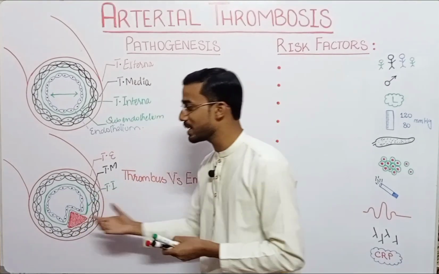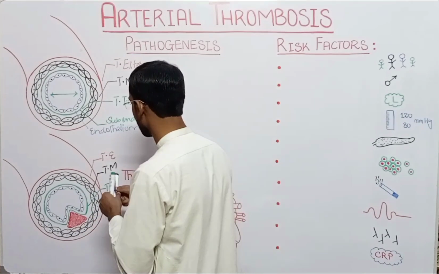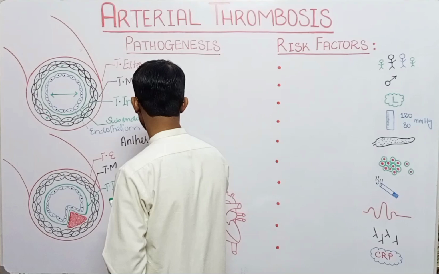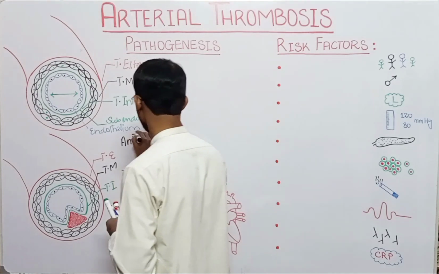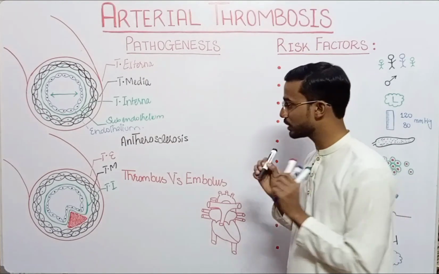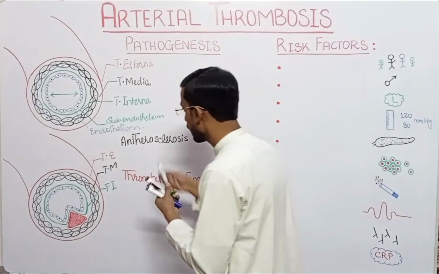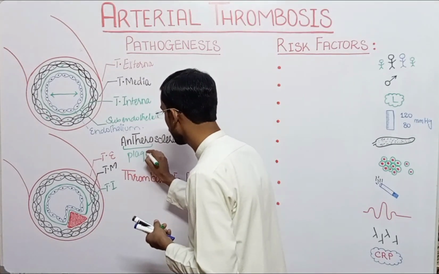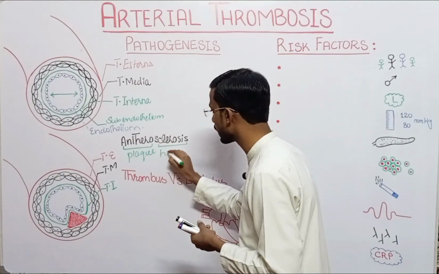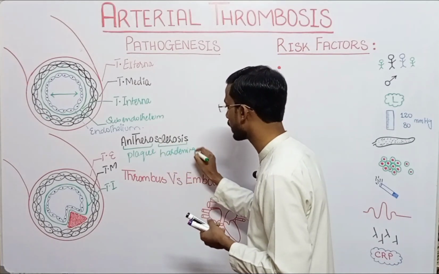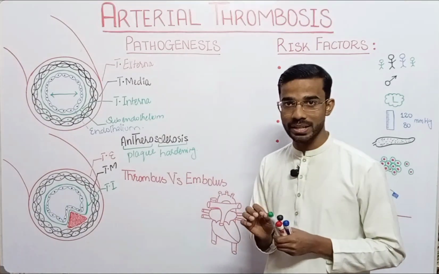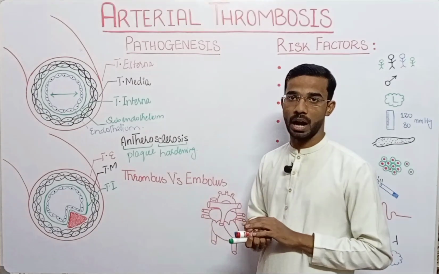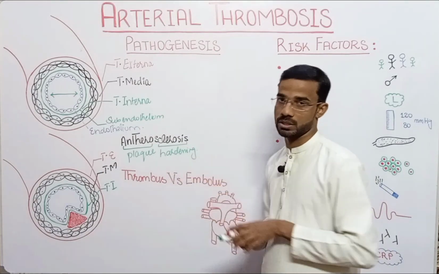This condition is called atherosclerosis. First of all, we will discuss atherosclerosis. Athero means plaque, or lipoid material, and sclerosis means hardening. So it is the hardening of the blood vessel due to the deposition of lipoid material in the artery. This is called atherosclerosis.